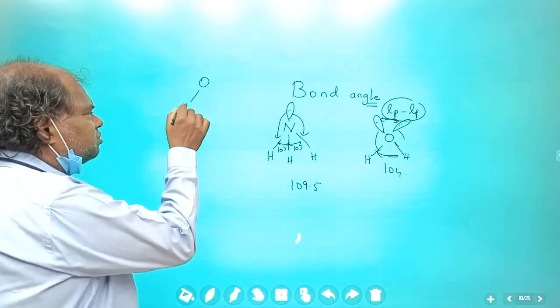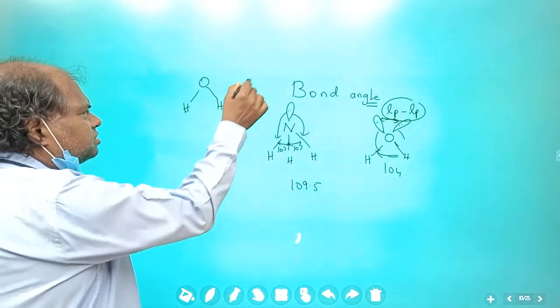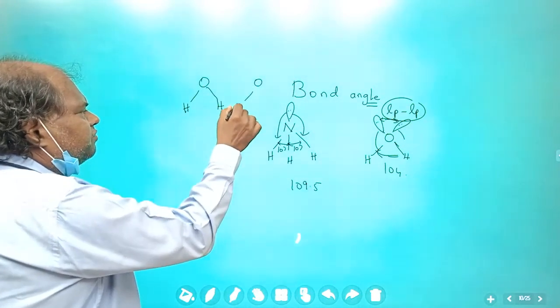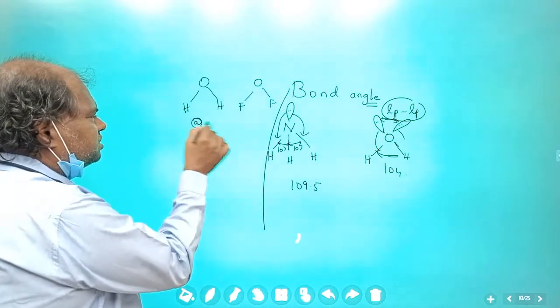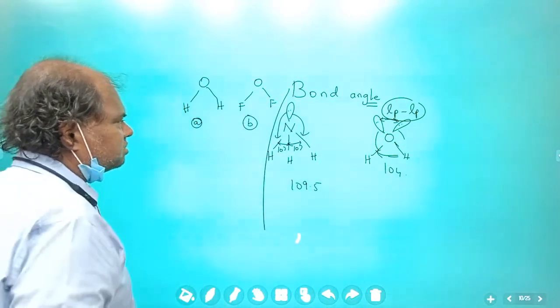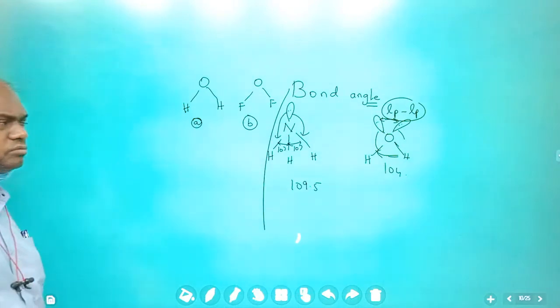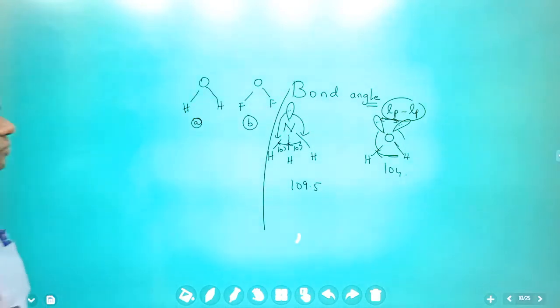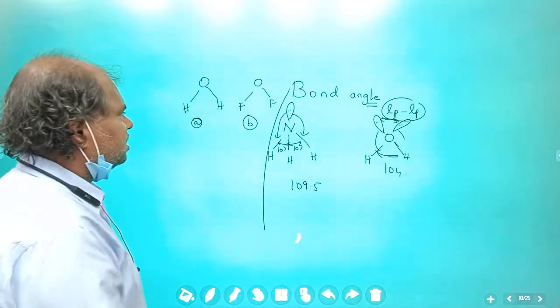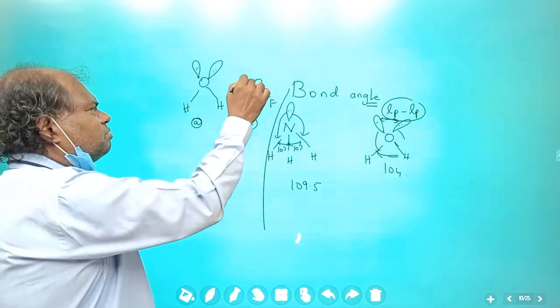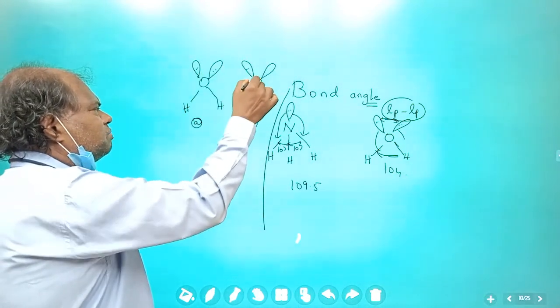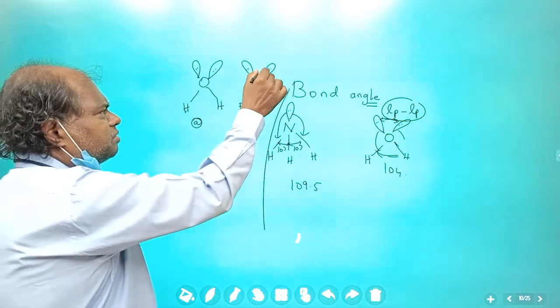Suppose in the exam they ask you H2O versus F2O. This is the question, and the question is which has got more bond angle. Very important. See, in case of H2O, lone pairs are there, students. Lone pairs will be there here also. Lone pairs will not create much problem, right?